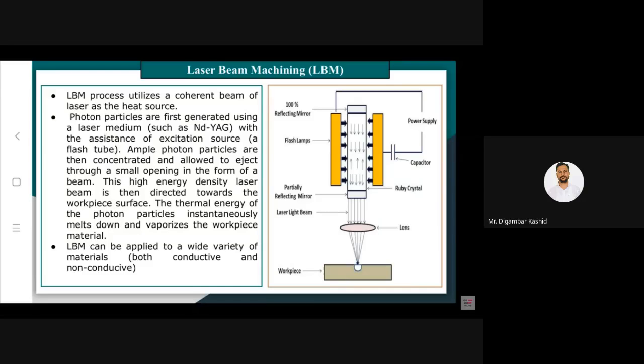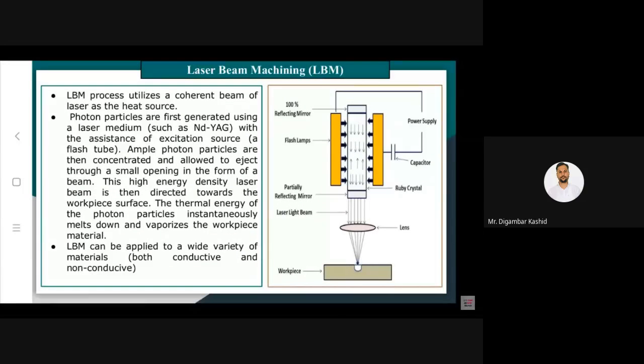Photon particles are first generated using a laser medium. Okay, you can see in this figure also there is a laser medium with the assistance of the excitation source, that is a flash tube, and the ample photon particles are then concentrated and allowed to eject through a small opening in the form of a beam, and this high energy density laser beam is then directed towards the workpiece surface, and the thermal energy of photon particles instantaneously melts down and vaporizes the workpiece material, and it eliminates the material restriction imposed by EBM process based on the conductivity.